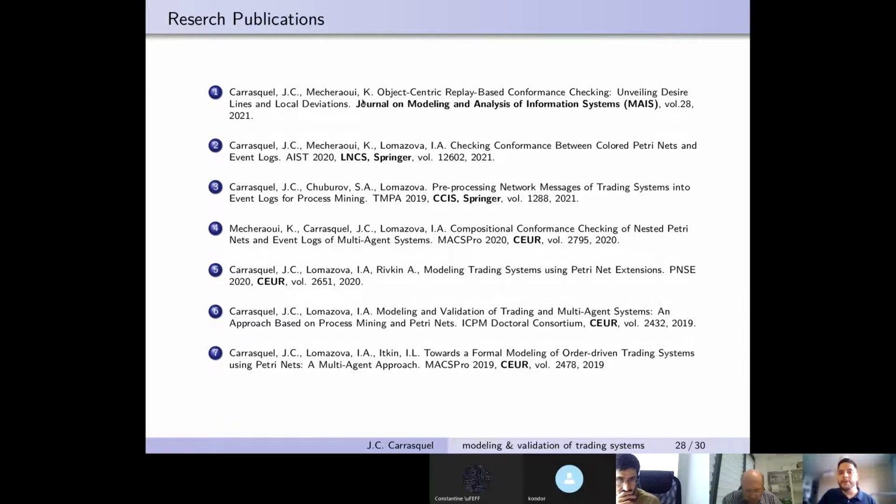I had the opportunity also the previous year to publish one of these works in the Journal of Modeling and Analysis of Information Systems. It is a Russian journal.